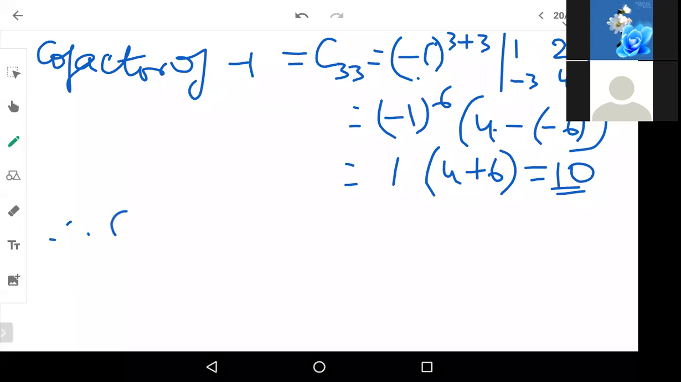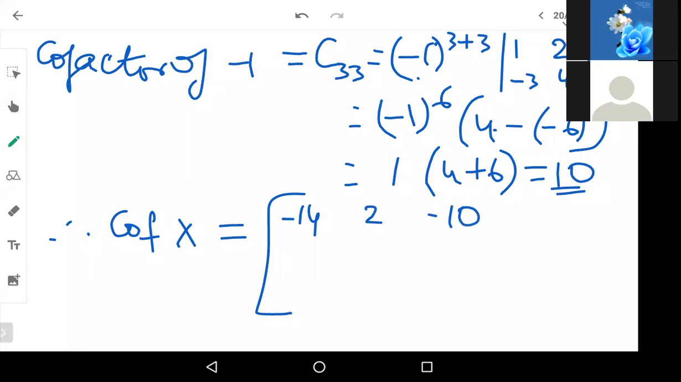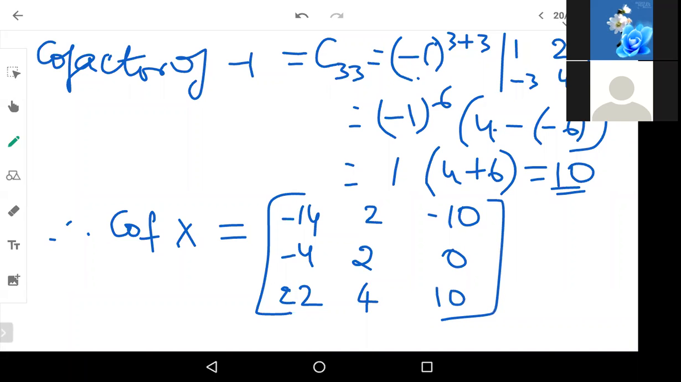So therefore, cofactor of x is equal to minus 14, 2, minus 10, then minus 4, 2, 0, and then 22, 4, 10. Everybody got the answer? Everybody got the same answer? Cofactor of x? Any doubts until here?